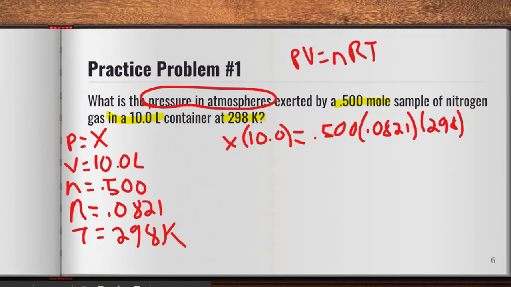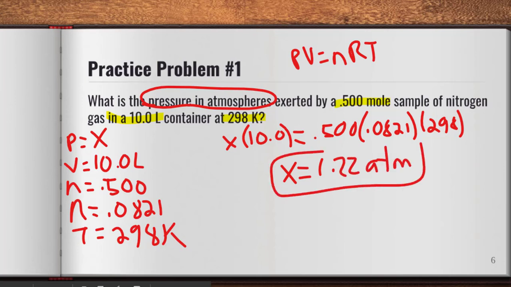Significant figures still apply here, so we want to make sure we use 3 significant figures in our answer. So therefore, X is going to be equal to 1.22, and the unit for pressure in this instance is ATM. Simple enough. So again, just plug in your variables and solve, and if your variables differ from atmospheres, liters, moles, or Kelvin, then you just need to convert them into what you need.